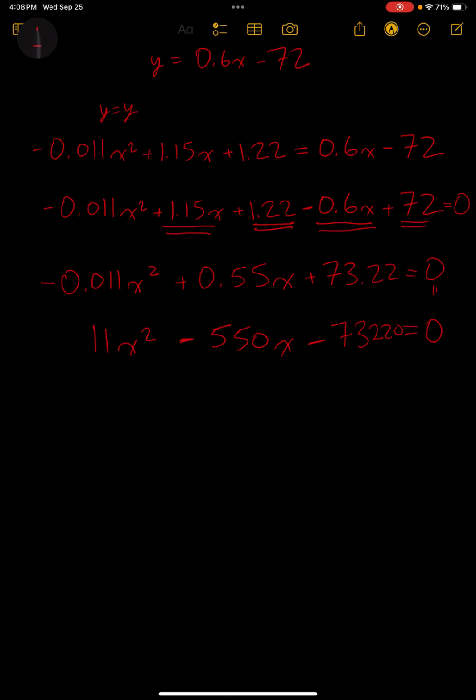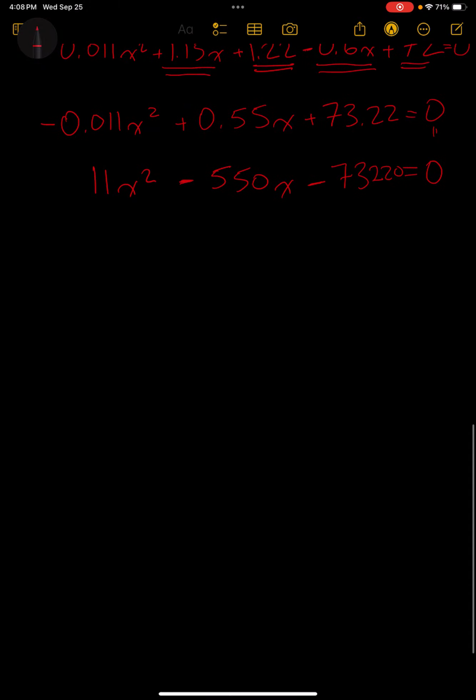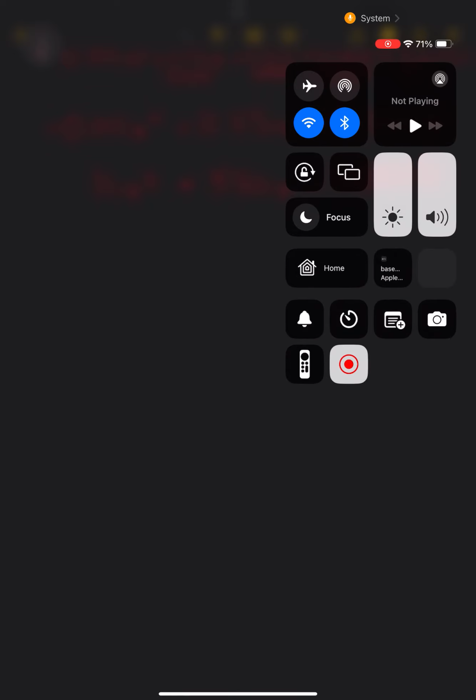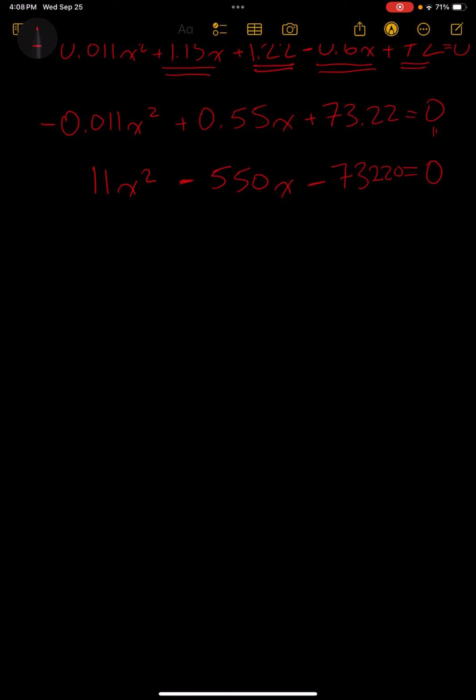Okay, do I have a point of intersection? Well, now is about time. Actually, I wonder if I can divide 73,220 by 11. Let's see. Where's the calculator? Oh, there's none on this. What is 73,220 divided by 11? Oh no, it's not a perfect number.